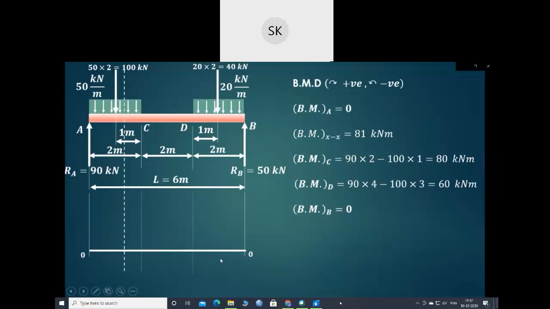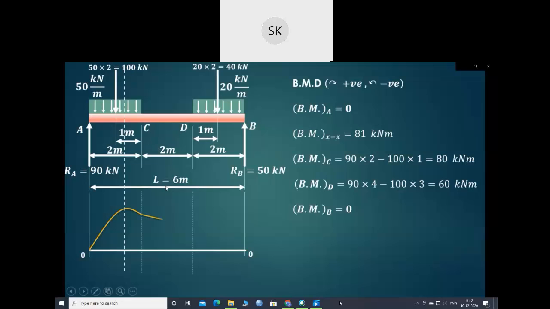So at A it is 0, then from A to C there is UDL which is acting, so there will be a parabolic curve because it is the second degree equation that will obtain. Now within that we have the bending moment at section XX, which we have already calculated, and it will be maximum, it is 81 kilonewton meter. So out of all the values you can see that the bending moment at section XX where shear force is 0 is always maximum, that is 81 kilonewton meter.